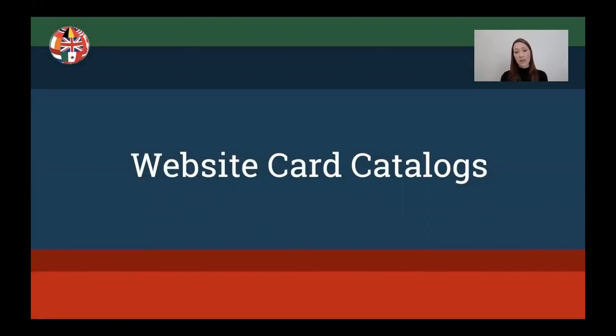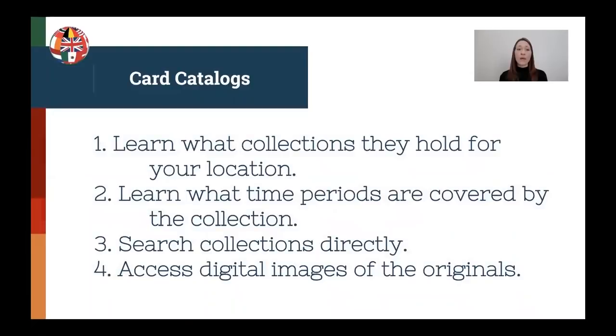Another really valuable skill for any researcher is to learn how to use website card catalogs. The card catalogs on websites help us learn what collections they hold for our location. You can search all day on a website and never find anything if they don't hold a collection for your location. So finding out whether or not they do hold records is really, really time-saving, even though it's an extra step sometimes. Also, it helps you learn what time periods are covered by the collection. So say Ancestry does have a collection for my location, I need to know what years it covers as well.